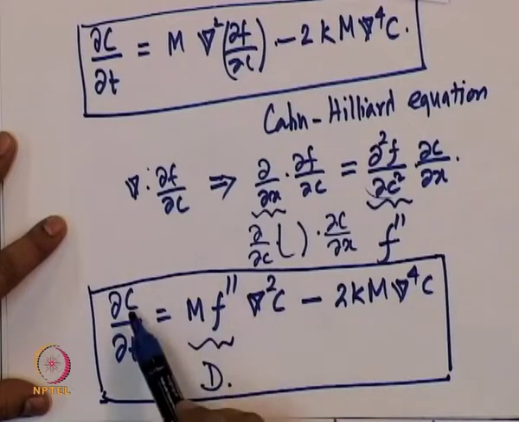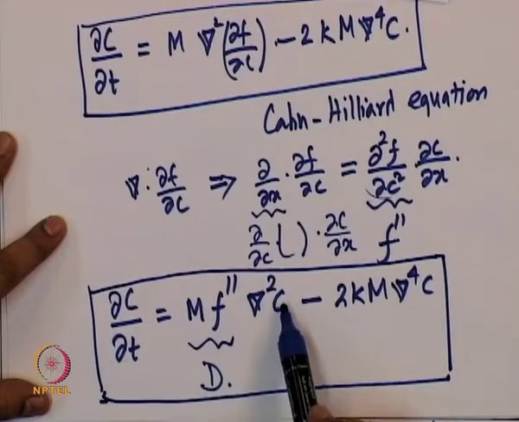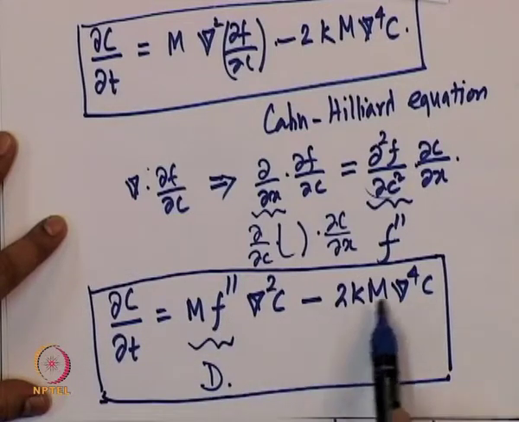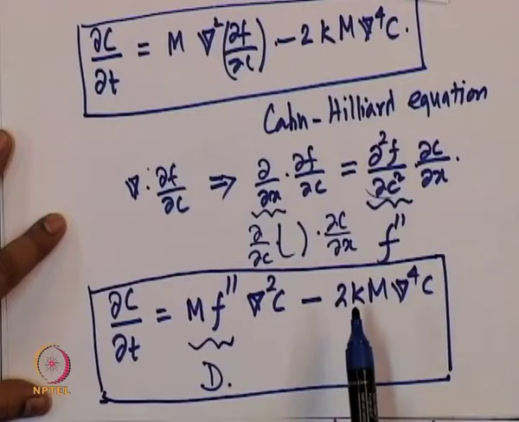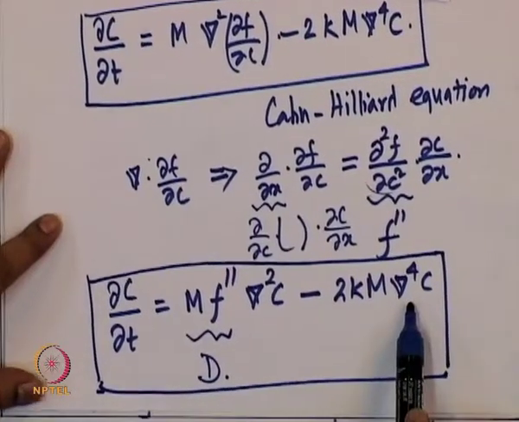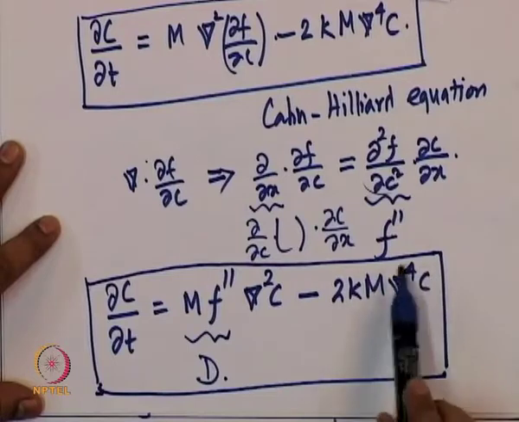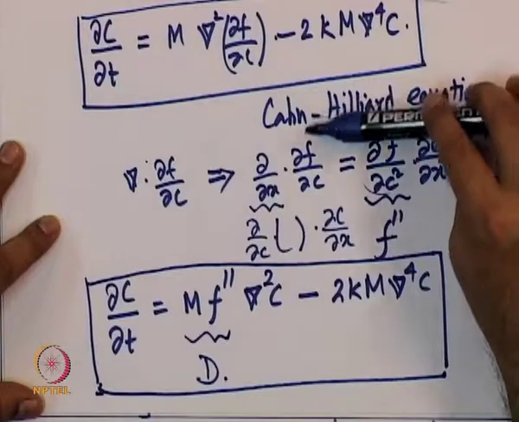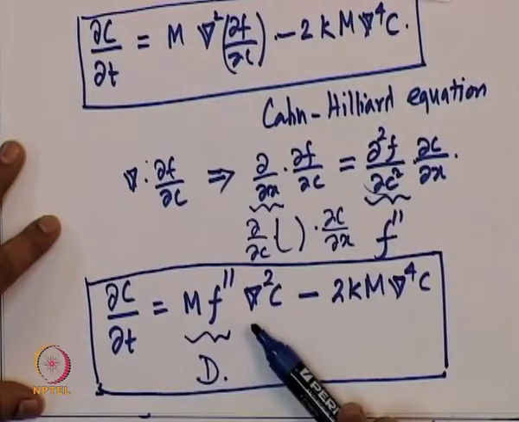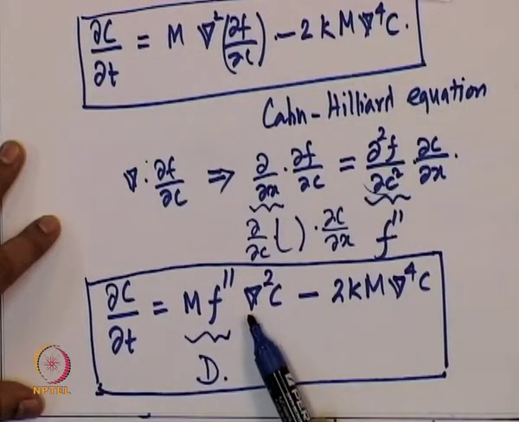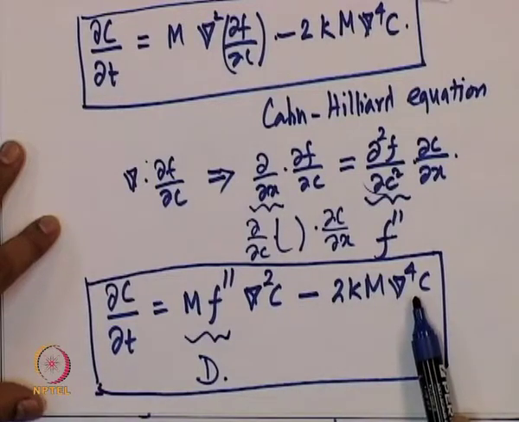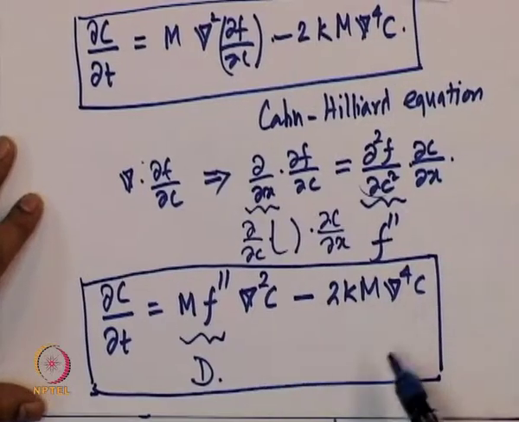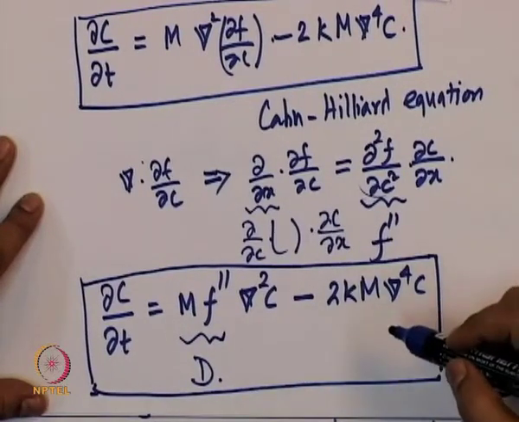So, if you look at this part, dou c by dou t is d del squared c is nothing but the classical diffusion equation, and what we have here is a modification to the classical diffusion equation. In fact, it is a modification which incorporates higher order derivatives in composition. So, you can think of the Cahn-Hilliard equation as a modified diffusion equation, the modification being that in addition to del squared c, you have a del power 4 c term.